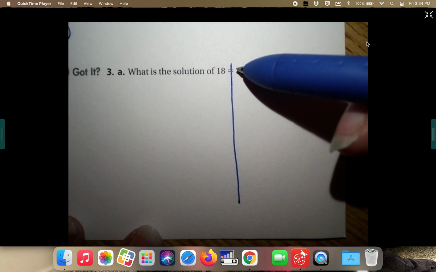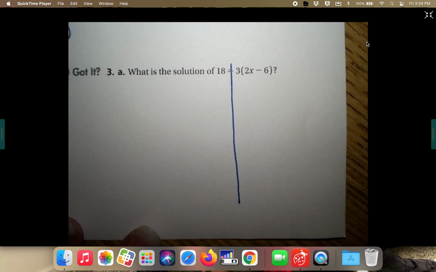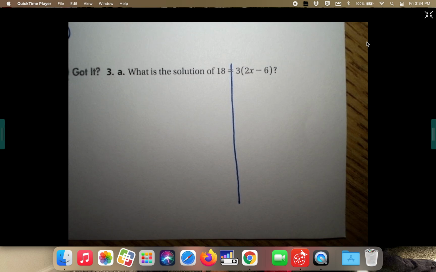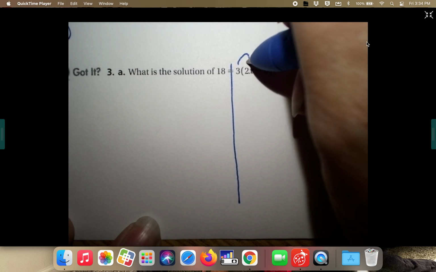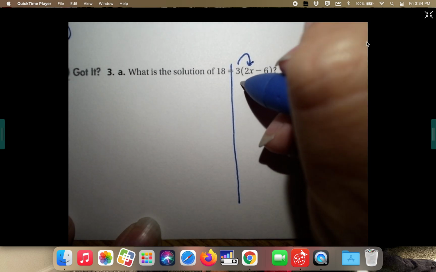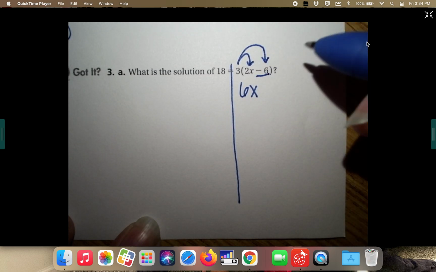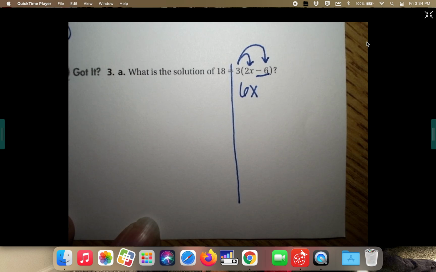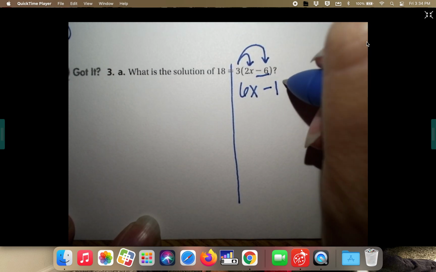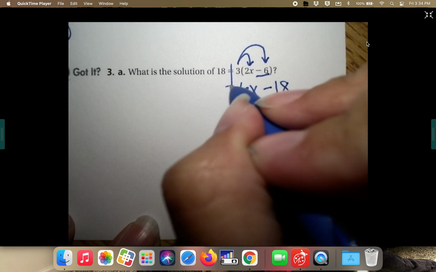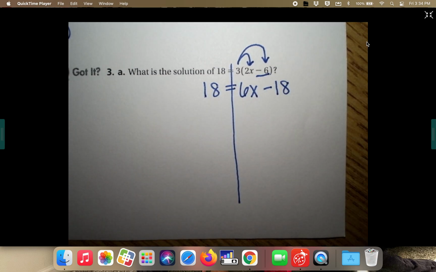You should distribute the 3 to everything inside the set of parentheses that it's squished up against, which means multiply, which is why distributive is multiplying. 3 times 2x, 6x. 3 times negative 6 is negative 18, which is also why it looks like minus 18. That's the same thing. Equals this 18 over here.